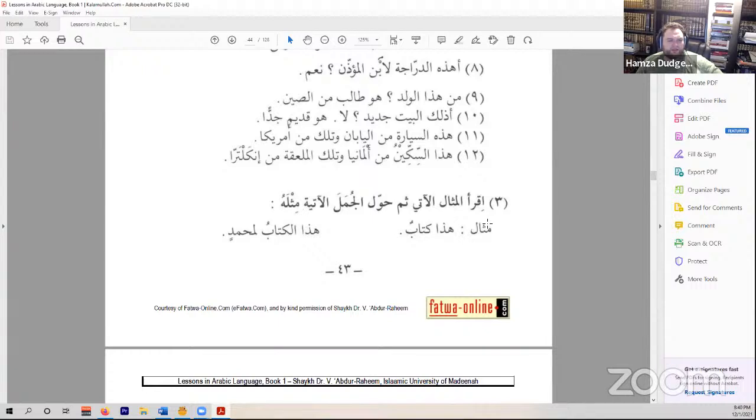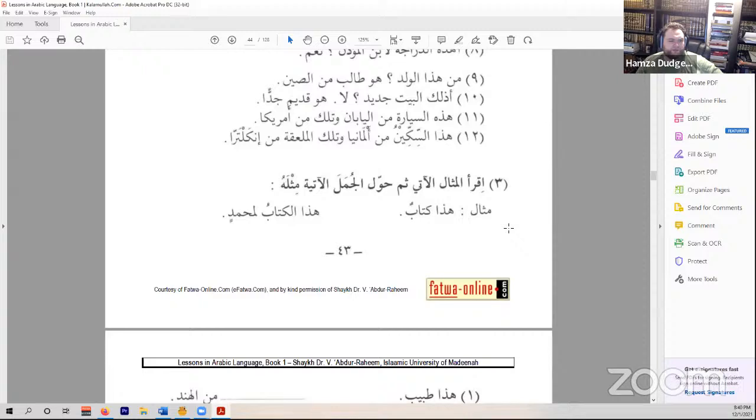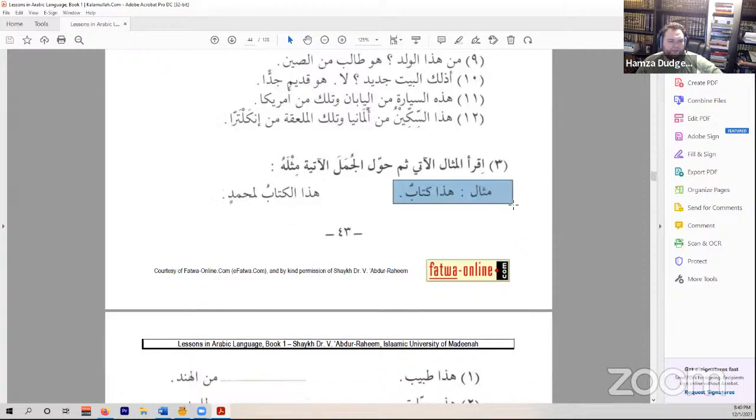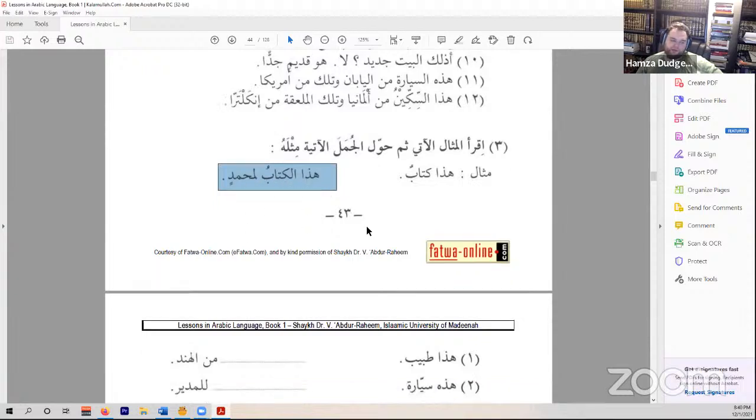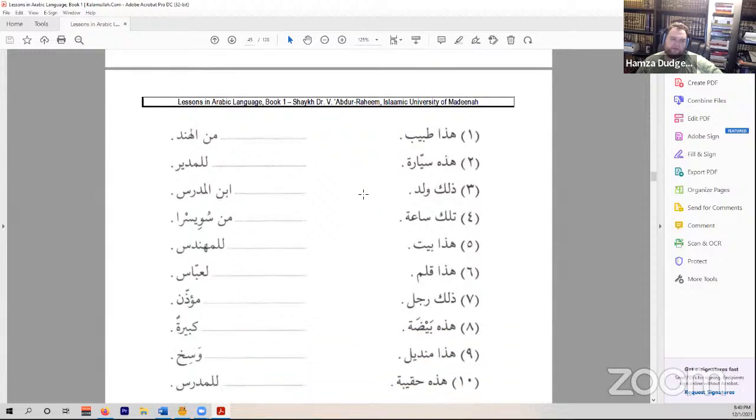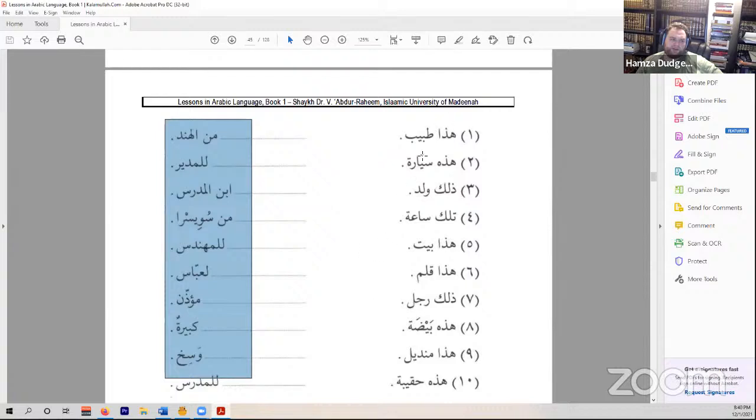Okay. So it gives you an example. هذا كتاب, this is a book. And then it wants you to convert it into a sentence with possession. So هذا الكتاب لمحمد. So this book belongs to Muhammad, or this book is for Muhammad. So see how it gives you some stuff right here. You're supposed to put these together.